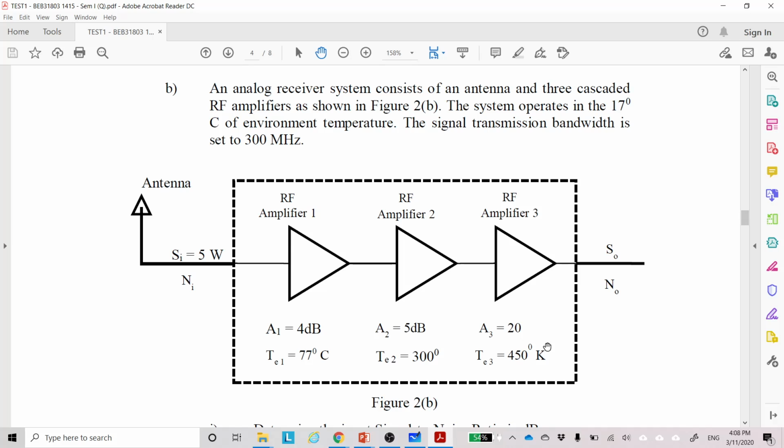Ini dia, ini gambar ni ya. Okay. So, an analog receiver system consists of an antenna and 3 cascaded RF amplifier as shown in the figure 2B. The system operates at 17 degree. So, 17 degree plus 273, you akan dapat 290. And then the signal transmission bandwidth is set to be 300 megahertz.